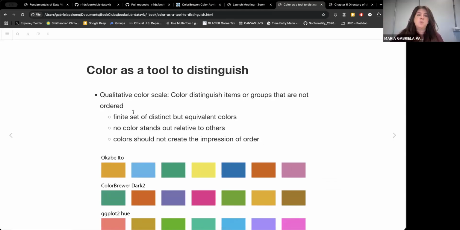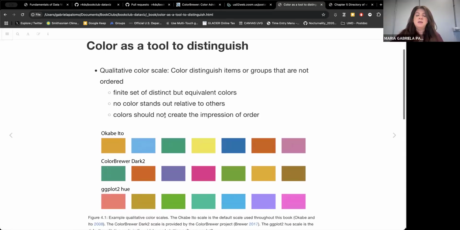Those are called qualitative color scales. Here we use color to distinguish items or groups that are not necessarily ordered. In previous chapters, we saw the concept of factors, and I think that is exactly what we have here. Whenever we have categories or factors, this is the best way to represent them. And again, there is no order in them, so it's not like one is less than another one.